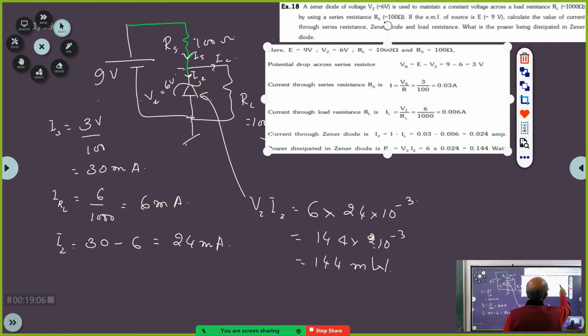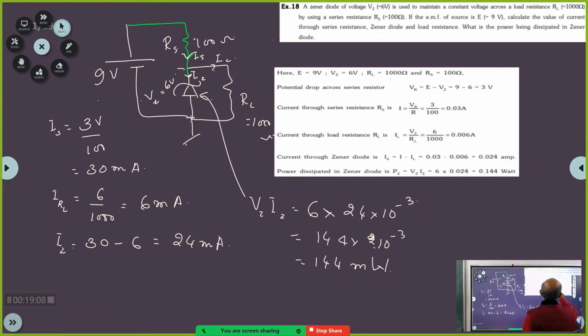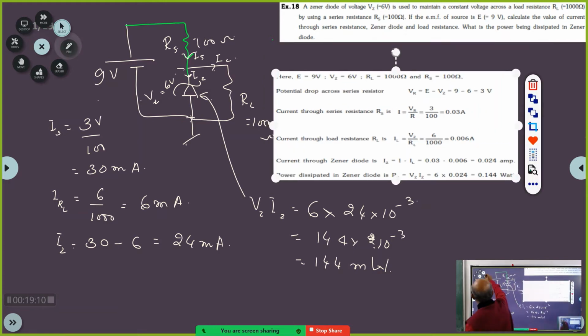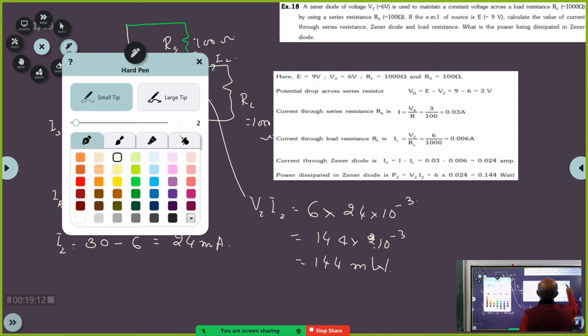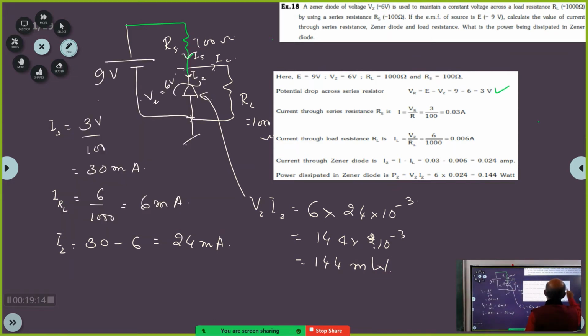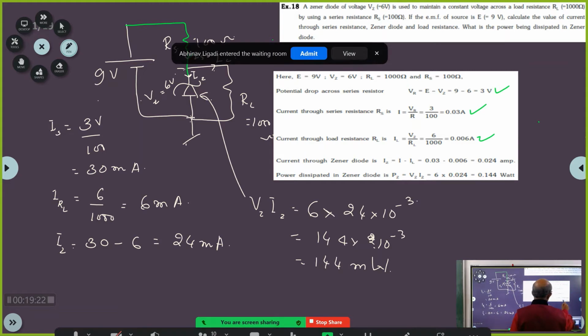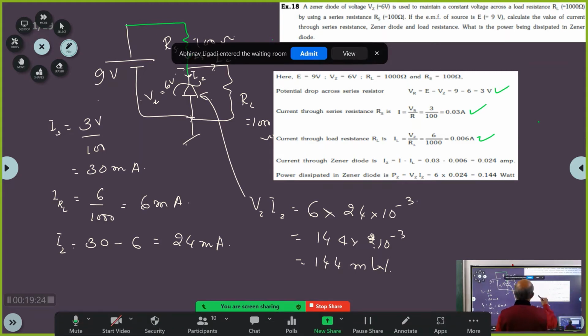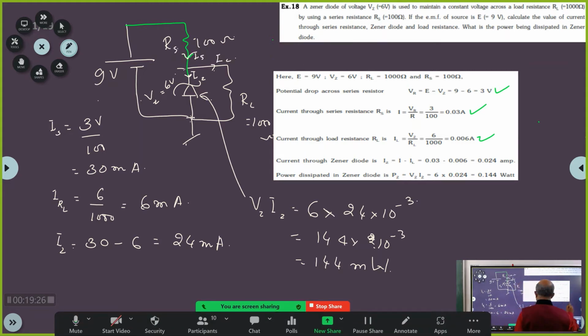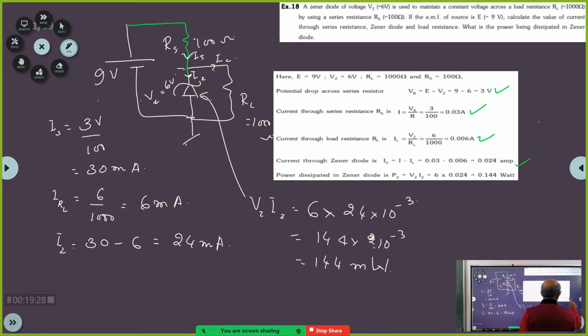So 100 ohms. This is 3 volts, this is 3 volts. I think we got all the answers right here. 3 volts, 3 volts. We got this as 30 milliamperes. They are written in amperes. And this we got as 6 milliamperes. This, the current I2, we got as 24 milliamperes. Correct? We got 24 milliamperes. And this is 144 millivolts.